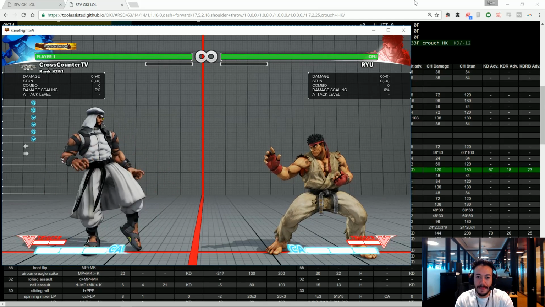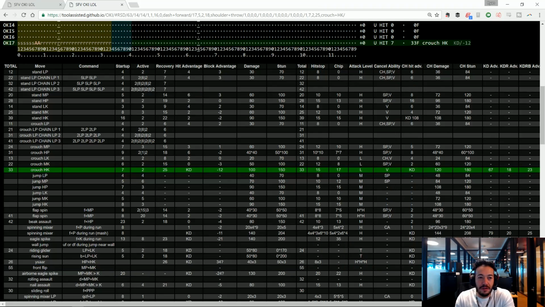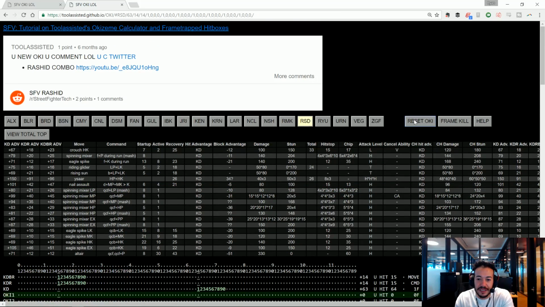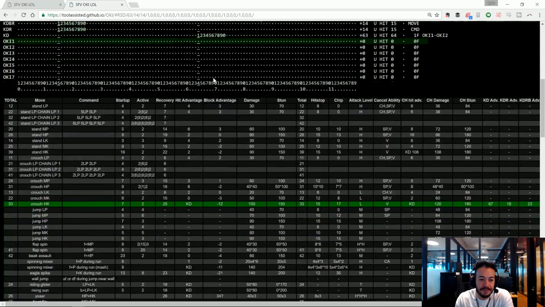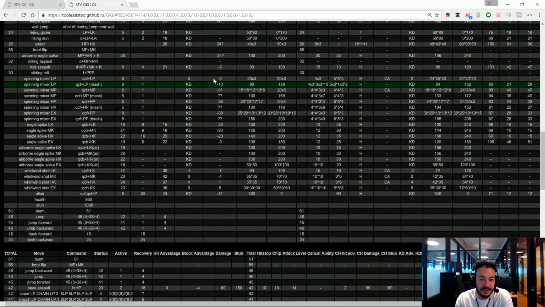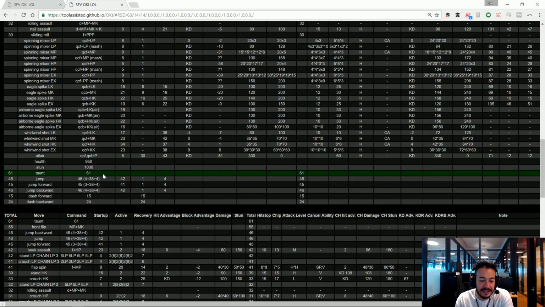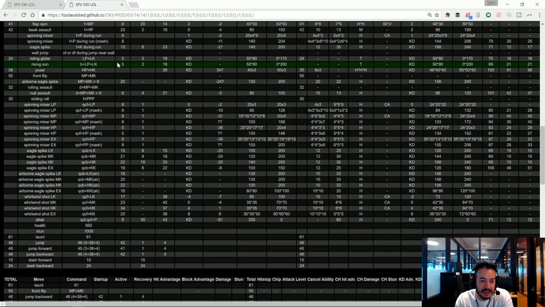That's absolutely true. Okay, so again, we're going to refer to the tool-assisted Oki calculator. And this time, instead of starting with the knockdown, we're just going to go to the frame data and look at the throw first. Here it is. So his throw, as I mentioned, like all normal throws, starts up in 5 frames as expected, and it has 16 knockdown. It's plus 16 after knockdown.